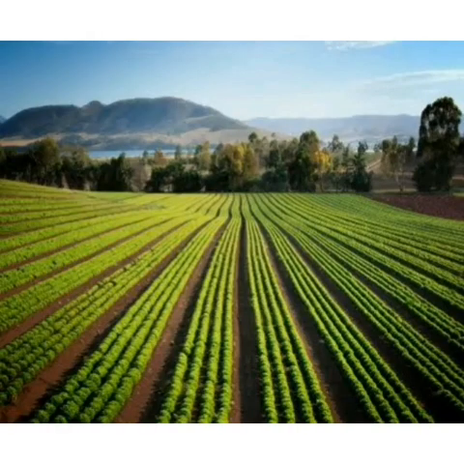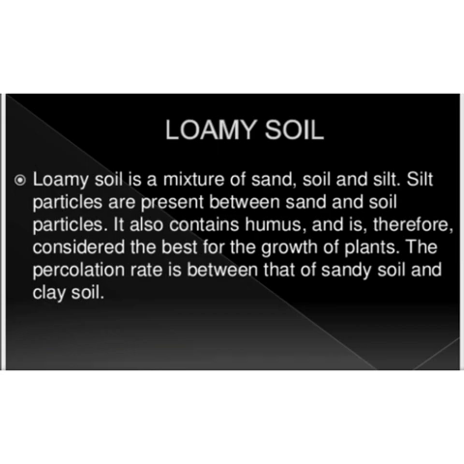Soil and crops. Plants grow well in soil which has a good amount of plant nutrients, retains water but does not get waterlogged easily. Loamy soil has all these features. Loamy soil is a mixture of sand, clay and silt. Silt particles are present between the sand and clay particles. It also contains humus and is therefore considered the best for the growth of plants. Mainly onion, garlic, pulses, wheat and maize grow well in loamy soil.